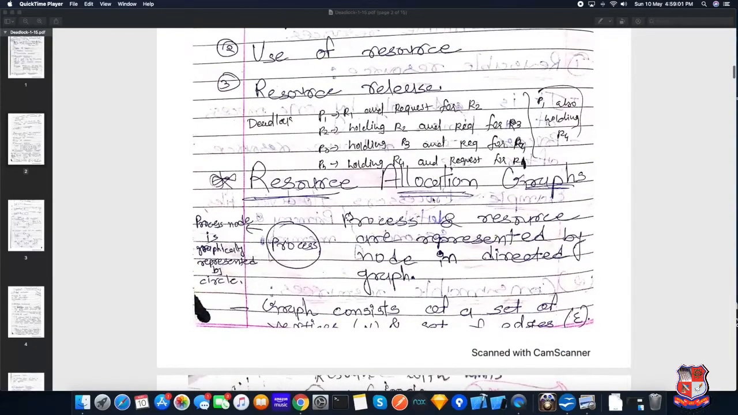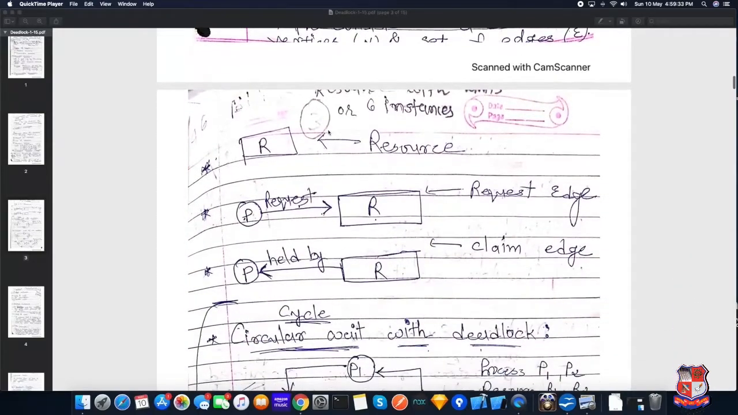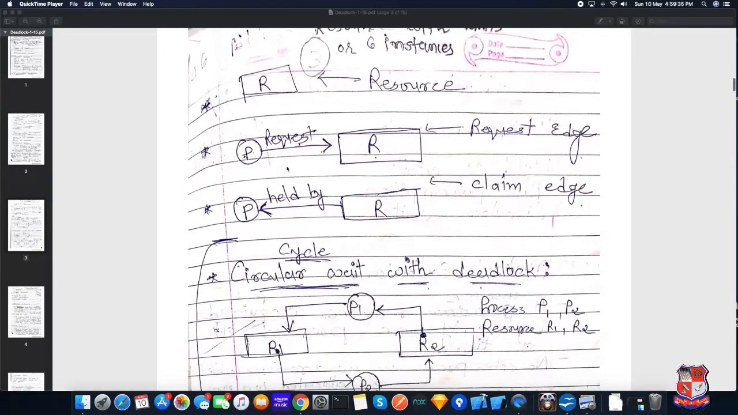The next concept is RAG. RAG means resource allocation graph. The processes and the resources are represented by nodes in the directed graph. A graph consists of a set of vertices and edges; in the same way, the RAG consists of a set of processes and a set of resources. The process is graphically represented by a circle and the resource is graphically represented by a rectangle.